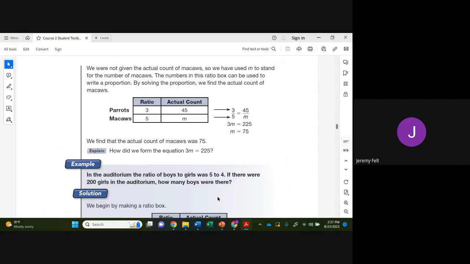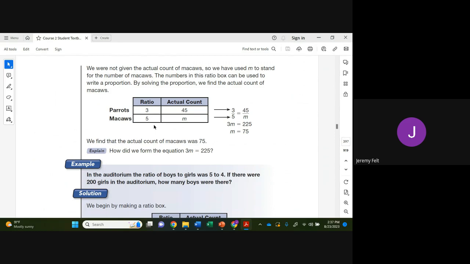Then we set those up to where we can cross multiply and divide. 3 to 5 equals 45 to m. You can put whatever you want for that unknown. Cross multiply, we end up with 3m equals 5 times 45, which is 225. Then divide by 3. M equals 75. Always look back at the original 45 to 75 and 3 to 5.